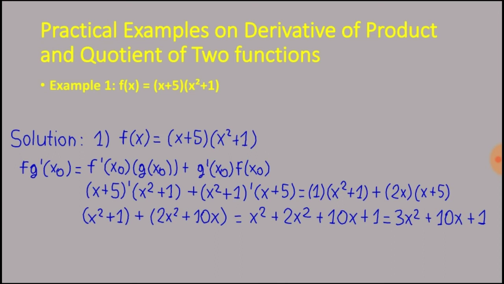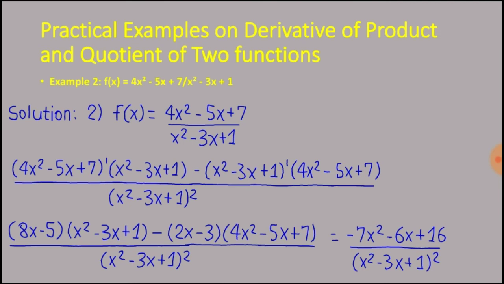Then x squared plus 1 plus 2x squared plus 10x. Then x squared plus 2x squared plus 10x plus 1. Collect like terms, and we get 3x squared plus 10x plus 1.